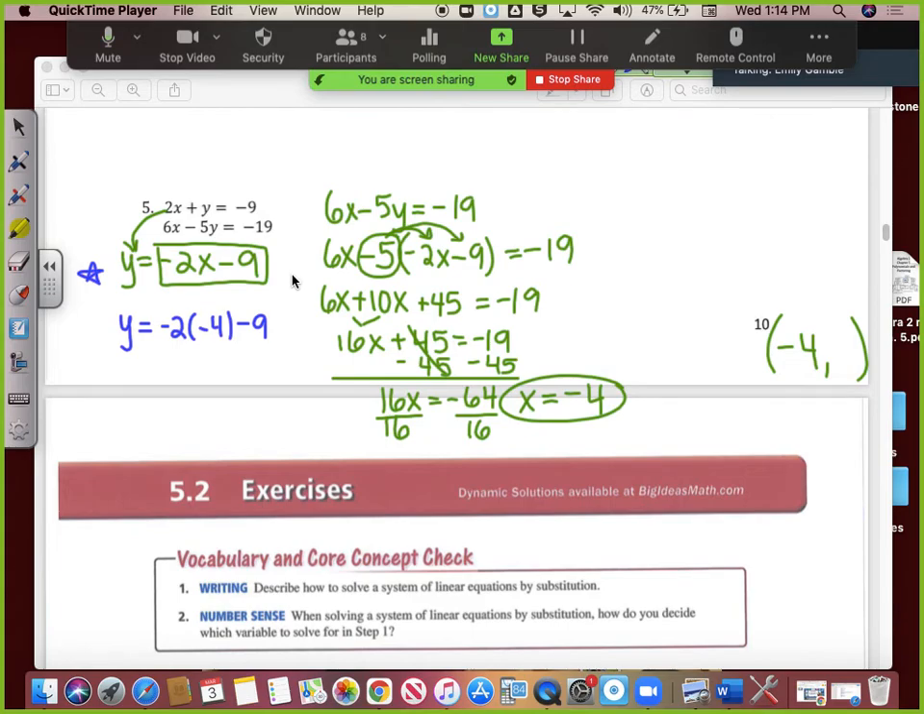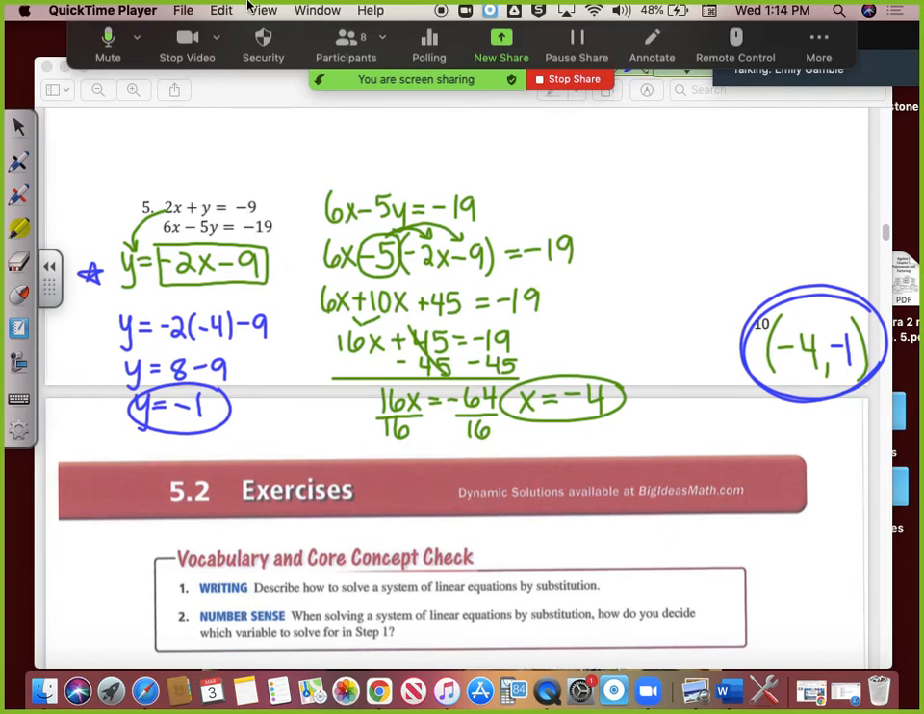-2 times -4 is +8. What do I get as my y coordinate? Perfect. So we get my final answer, the solution altogether is -4, -1. So this process just requires a little bit more time because you have to take the first step, which is deciding which variable to solve for in order to solve these problems.